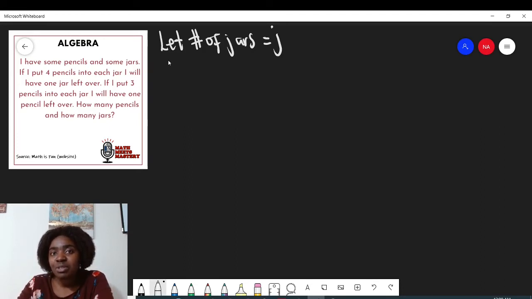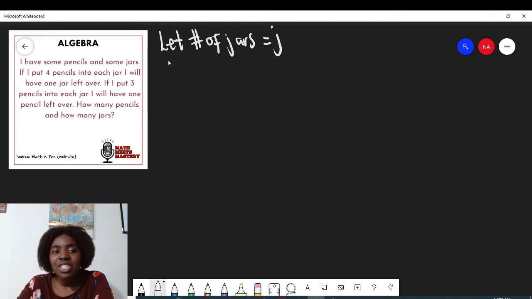So I can basically express pencils in terms of jars. If I have 4 pencils in each of, let's say, 3 jars, then I have 4 times 3 pencils, but the 3 there represents the number of jars. That's what I mean when I say expressing it in terms of jars.